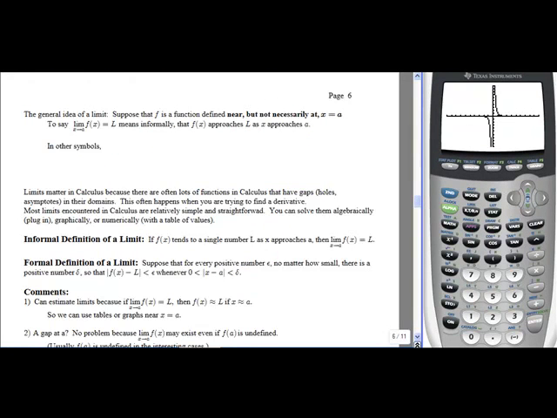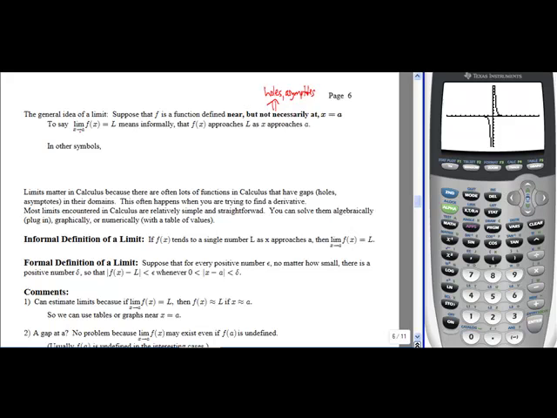Okay, let's try to formalize and summarize our idea of a limit. So the general idea of a limit is that suppose that a function f is defined near but not necessarily at x equals a. So this allows for the possibility of f to maybe have a hole right at x equals a when we say that it's defined near it but not necessarily right at x equals a. So this is allowing for possibly having holes or even asymptotes in your graph. So suppose we have such a function.